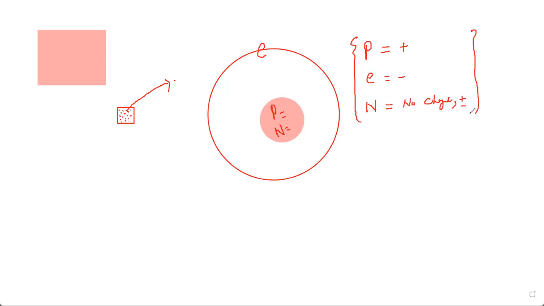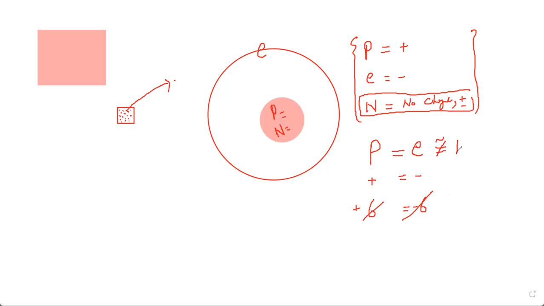Now, the first thing you should know, my dear students, is that in any atom, the number of protons will always be equal to the number of electrons. What does it mean? Positive charge equals negative charge. For example, if there are 6 protons, in the atom there will be 6 electrons. So this positive and this negative cancel each other. And the neutron may or may not be equal to the proton or electron, but it will not affect the charge of the atom. Till here, any question?